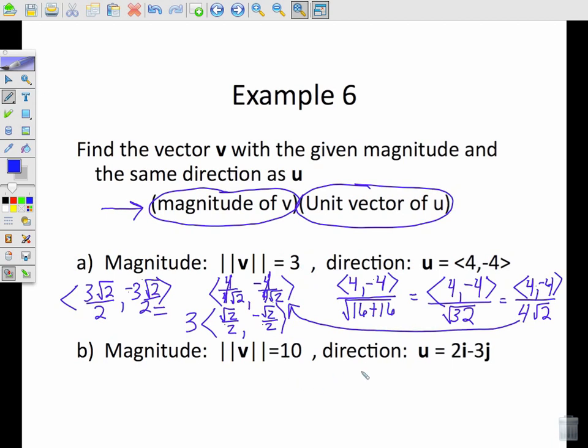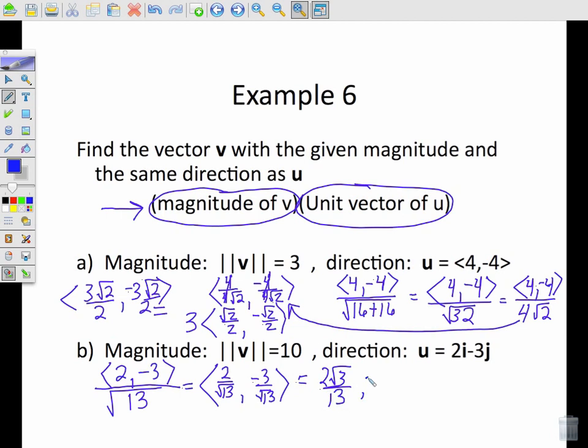All right, let's try this again. We start with our vector of 2i minus 3j, so I'm going to turn that into component form, 2 comma negative 3. We're going to find the magnitude, so divide by the square root of 4 plus 9, that's 13. This ends up being 2 over the root 13, negative 3 over the root 13, and that would simplify to 2 square roots of 13 over 13, and negative 3 square roots of 13 over 13.